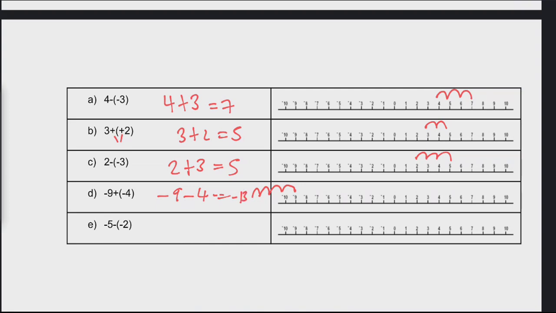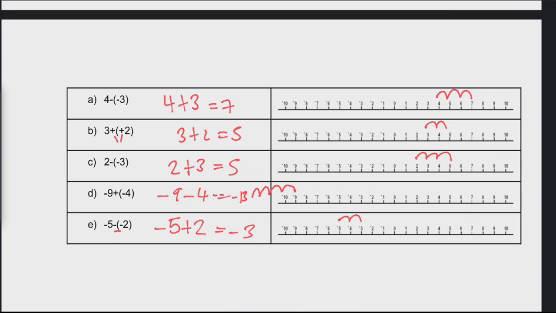Okay, and then finally we have -5 minus -2. So if we take a look at these two operators, where are they touching? In the middle, and we've got two negatives. As we've said, two negatives make a positive. So that becomes -5 plus 2. So we want to start at -5 and we want to move right 2 places. 1, 2, and we end at -3.